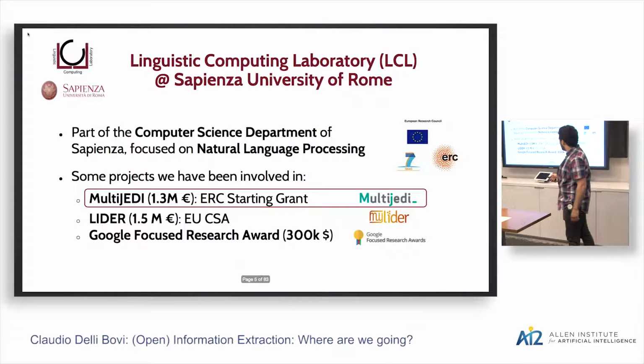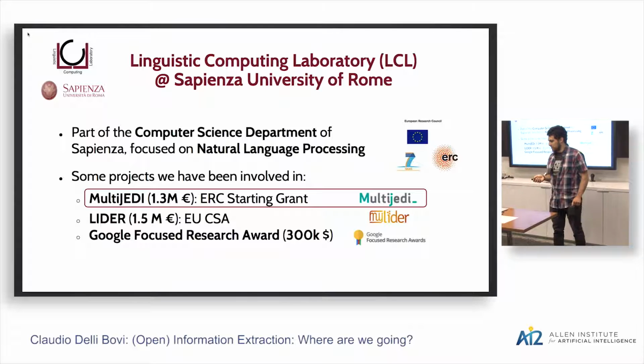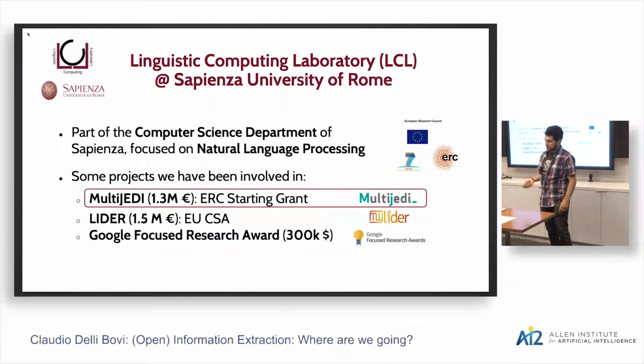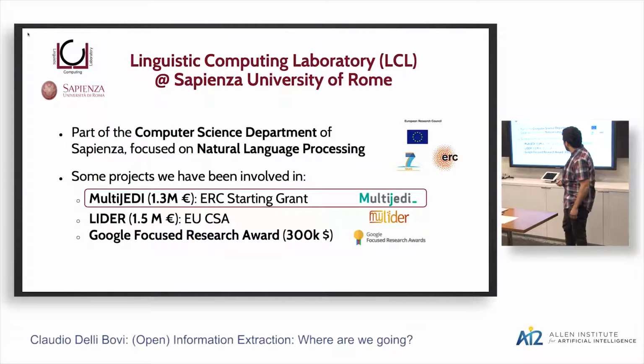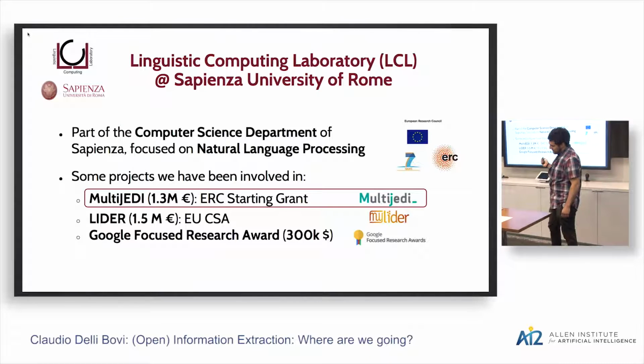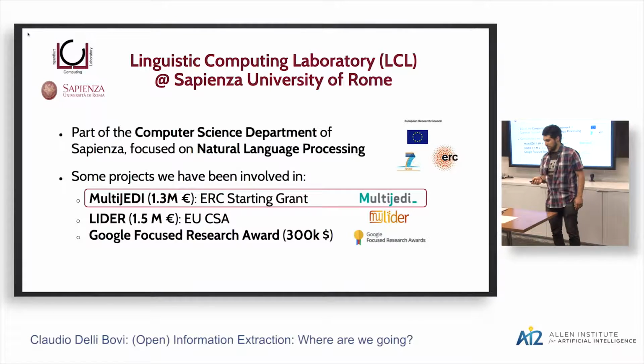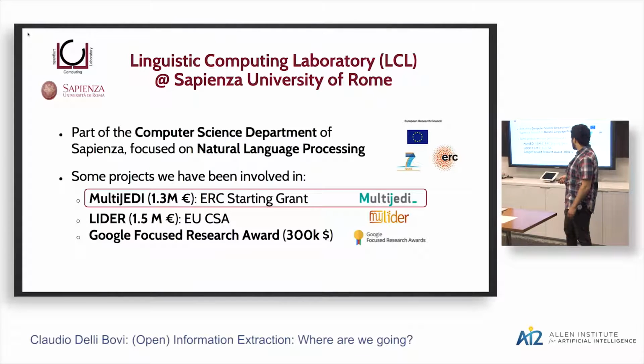A brief introduction on our group. Our group is called LCL, Linguistic Computing Laboratory. And we are the part of the computer science department at Sapienza who focuses on AI and NLP. I've been involved in a few projects, the main one being Multi-JEDI, which is a starting grant from the European Research Council, and also other projects with other universities like LEADER, still from the EU, which is more of a linked open data kind of thing, and a Google Focused Research Award, I guess in 2012 or 13, I don't remember exactly.